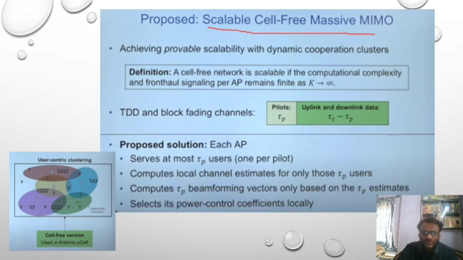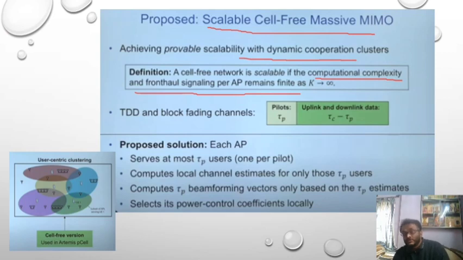And to achieve scalability through dynamic cooperation, the cell-free MIMO is scalable: the computational complexity and the fronthaul signaling per AP remain finite. So this is the scalability condition. My computational complexity as well as the number of APs per user should remain finite, even as the number of users increases. That means the stability condition of my spectral efficiency has to be achieved there.